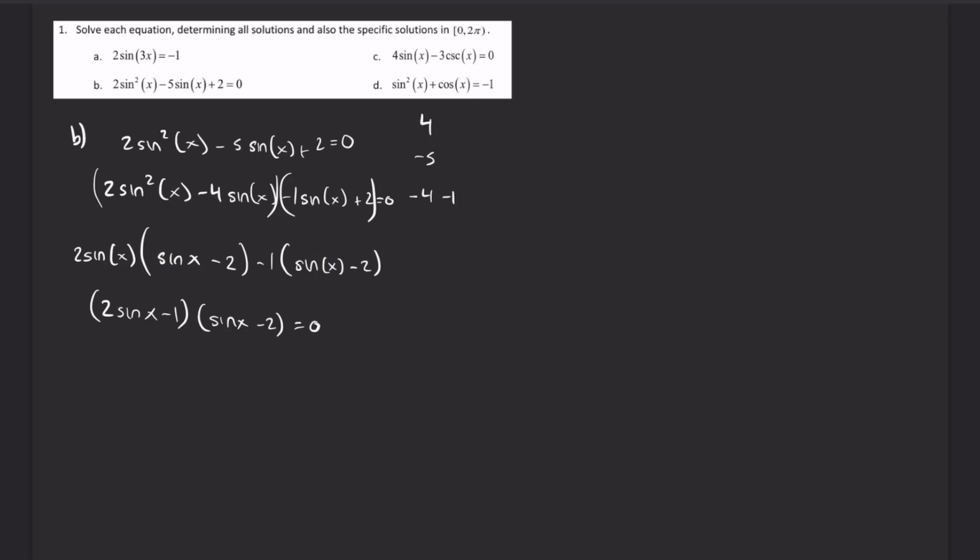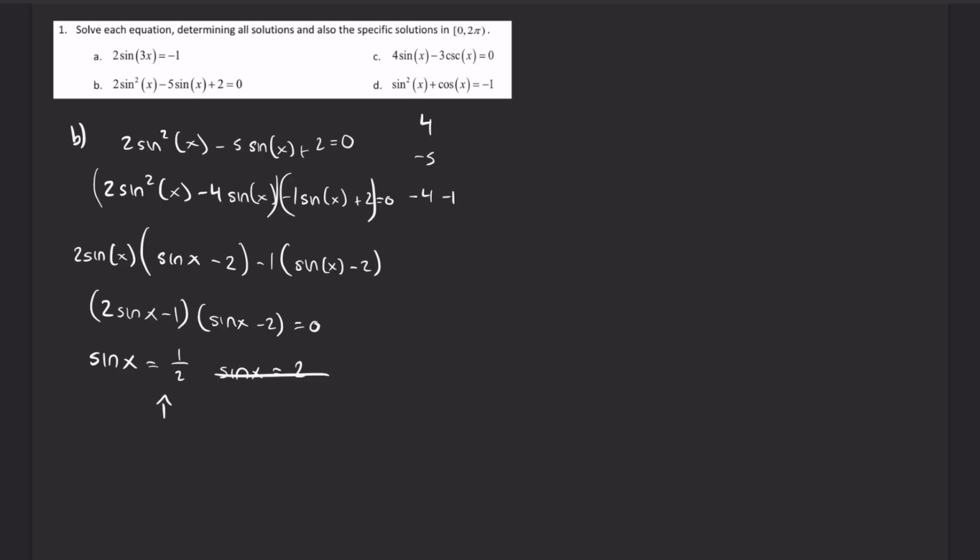Finally, we solve for x for both. This will be +1/2. This will be 2. So we know that sine can never be 2. Sine can only be 1. So we'll cross that answer out, and now we solve for this one.